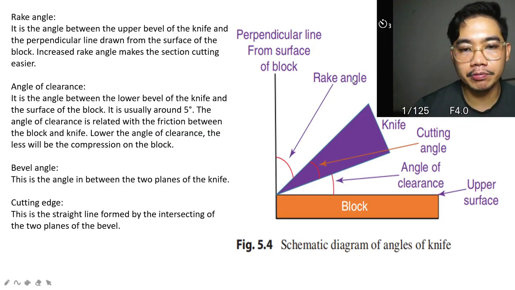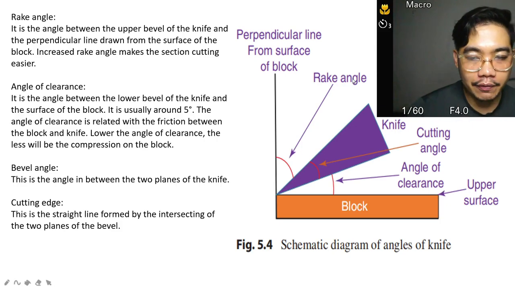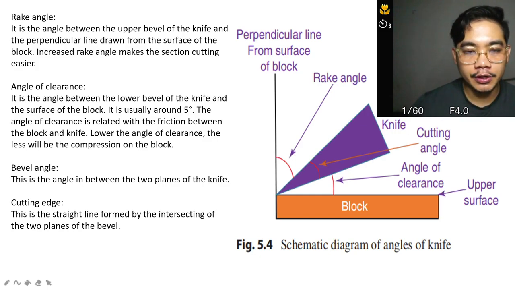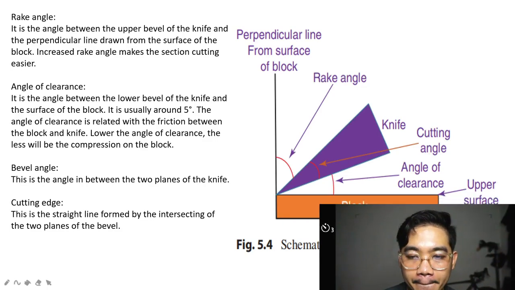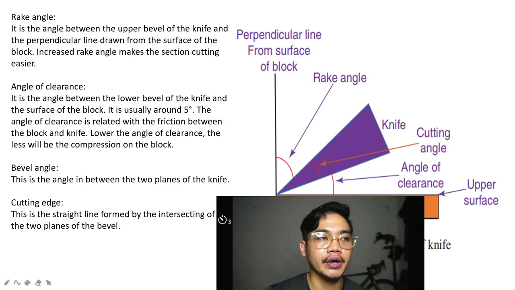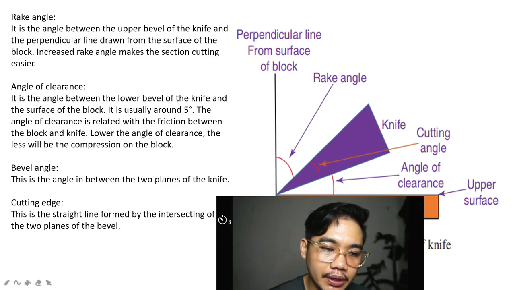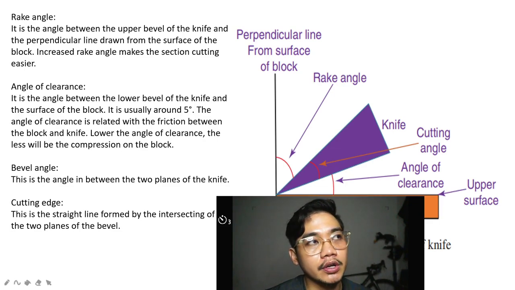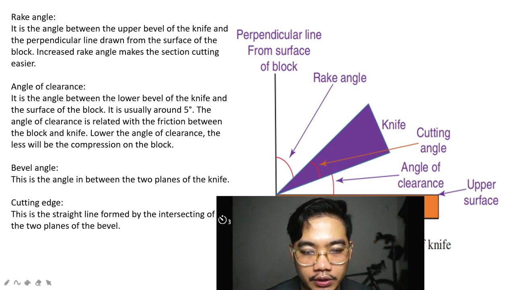So these are the types of angles in microtomy. We have the rake angle, angle of clearance, the bevel angle, and the cutting edge. These angles really dictate the quality of the sections you have and how smoothly your microtome creates your ribbons. If one angle is too high, you might not make ribbons, or it doesn't cut deep enough, and your sections might be short and uneven.